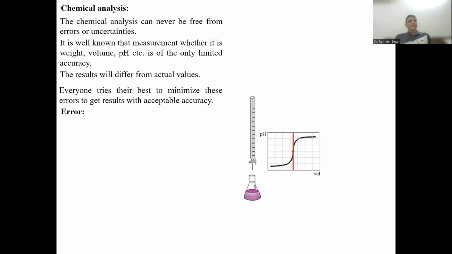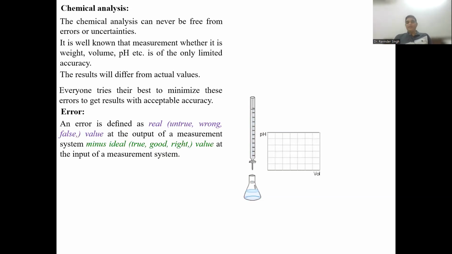नेक्स्ट पॉइंट आ जाता है एरर। मीन्स व्हाट इज एन एरर? हमने बताया ना, if there is something mismatching between the actual result and the observable result.